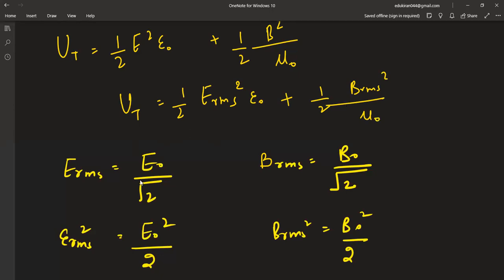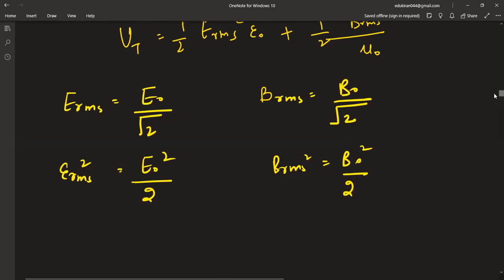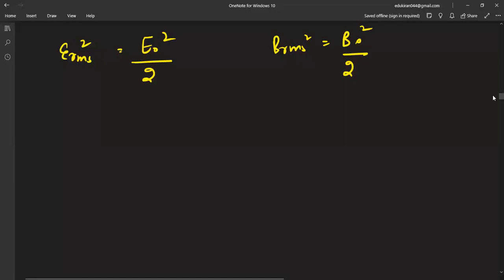Now, if I have the peak values, because in the wave equation, the first value before the sine term was always the peak value, we have to convert the RMS value into the peak value. If I square it, why is there a need to square?